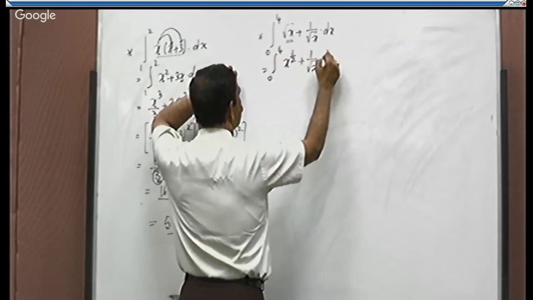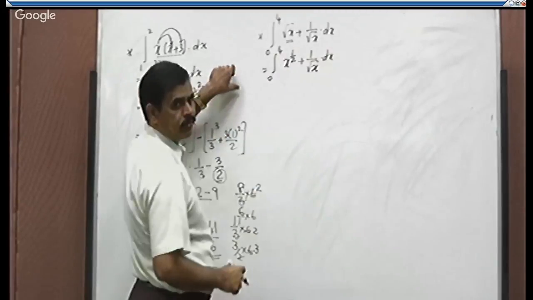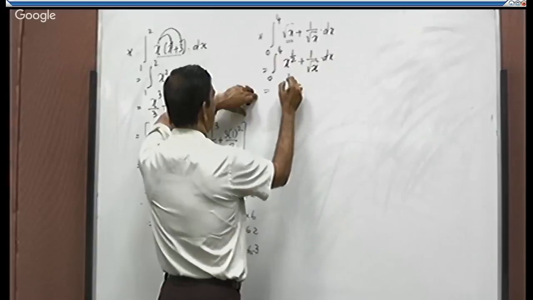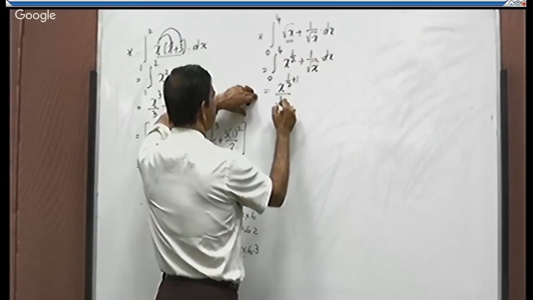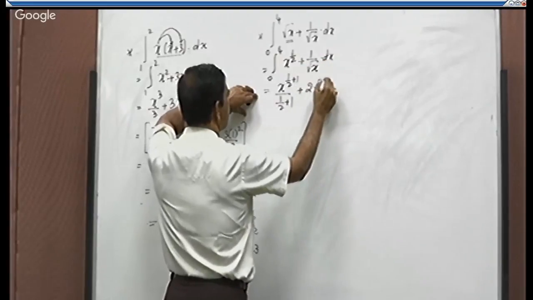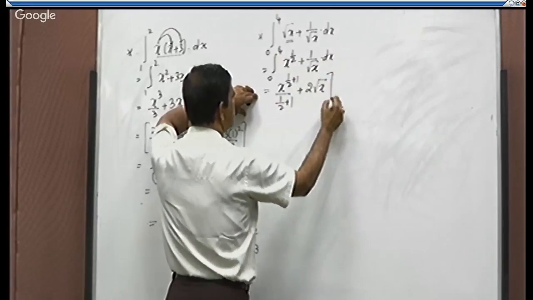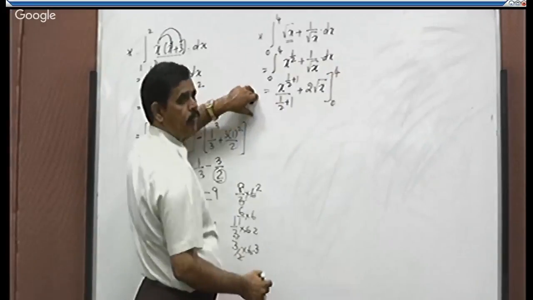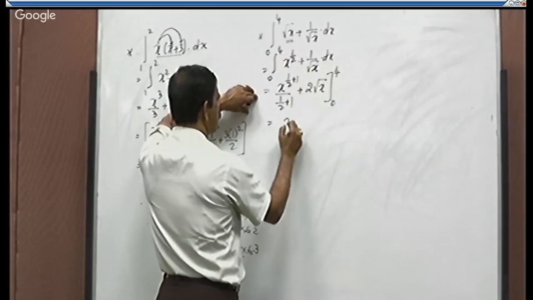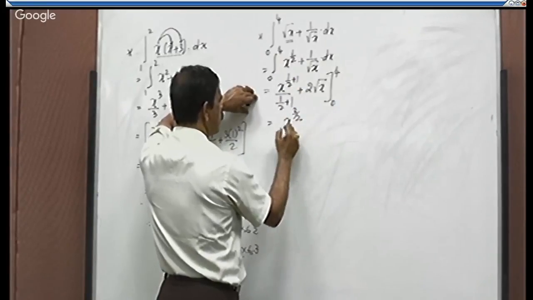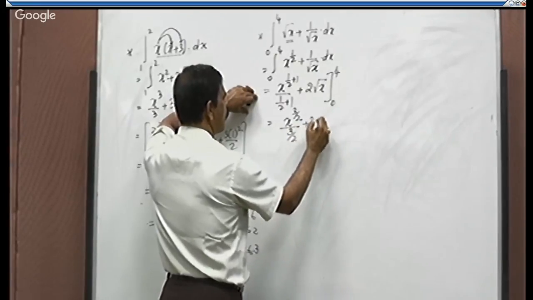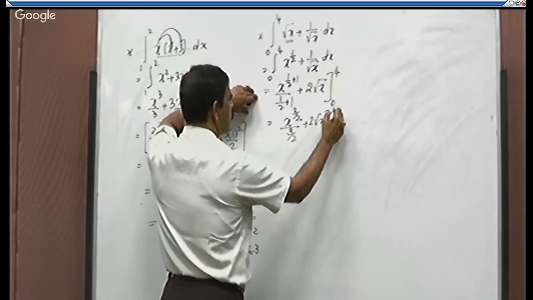Integration of 1 by root x is equal to what? 2 root x, right? Keep it as it is. Now integrate this. Integration of x to the power of n is x to the power of n plus 1 divided by n plus 1, plus for 1 by root x it is 2 root x, from 0 to 4. Simplify this. x to the power of half plus 1 is 1 and half, which is nothing but 3 by 2. So it is x to the power of 3 by 2 divided by 3 by 2, plus 2 root x, 0 to 4.